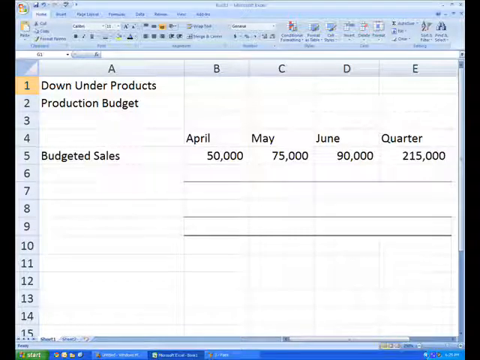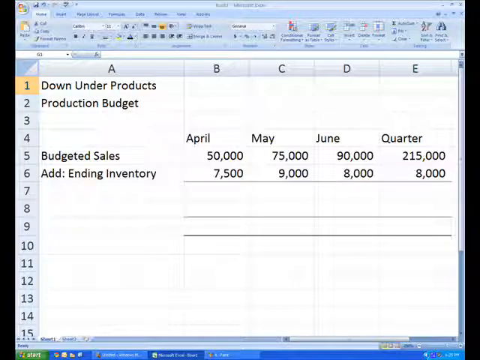Alright, now that we got that out of the way, we're going to move down to the first row of our calculations. That's going to be budgeted sales. Budgeted sales they give us right in that chart. April's got 50,000, May's got 75,000, June's got 90,000. You add those up, you get 215,000 for the quarter. That's pretty simple. So now that we have budgeted sales for each month, we have to add to that the desired ending inventory. What's the desired ending inventory going to be for each month? It's going to be 10% of the following month's sales.